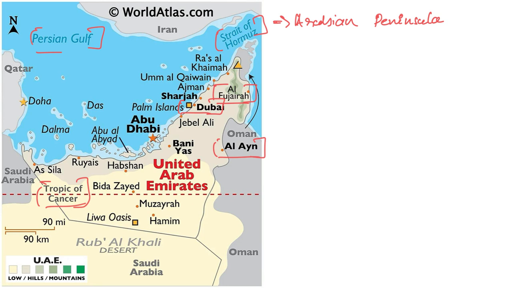Apart from these cities, we can also locate Abu Dhabi. This is located here. Then Sharjah city is here. So these are a few important cities of the UAE.